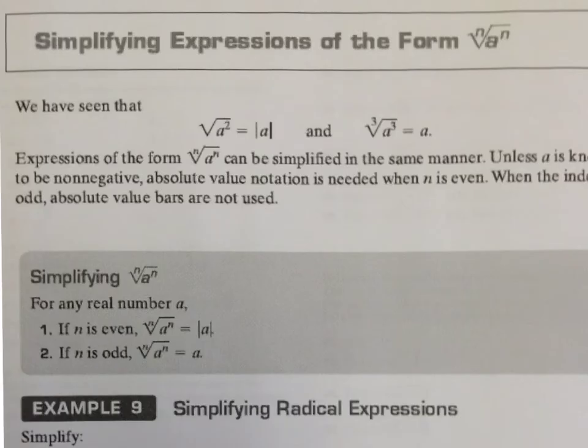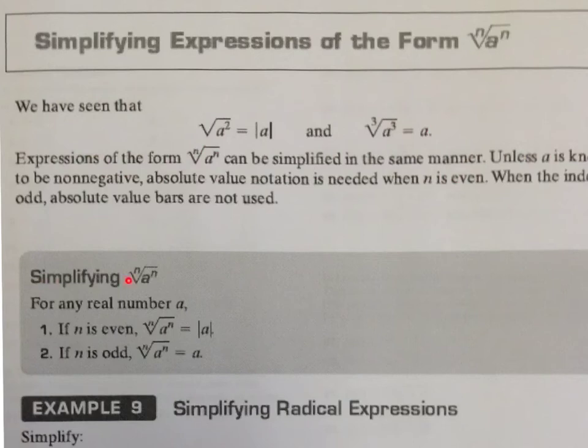All right, so we're going to simplify expressions of the form nth root of a to the nth. And it says, we have seen that square root of a squared equals the absolute value of a, and the cube root of a cubed equals a without the absolute value. Expressions in the form nth root of a to the nth can be simplified in the same manner. Unless a is known to be non-negative, absolute value notation is needed when n is even. So if we're taking an even root, we have to use absolute values. If we're taking an odd root, we don't need them.